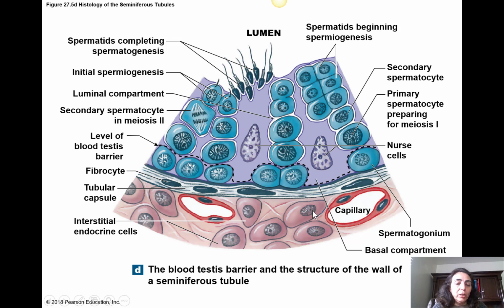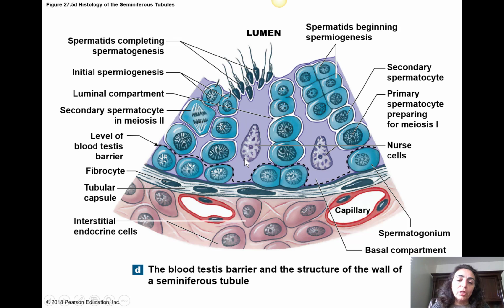And before forgetting to mention, this is the space outside the tubule, between the tubules, that we call interstitium. Therefore, these are interstitial endocrine cells or Leydig cells, which produce testosterone, right? Now, looking at this section of the tubule, we have a cell here that we call nurse cell.